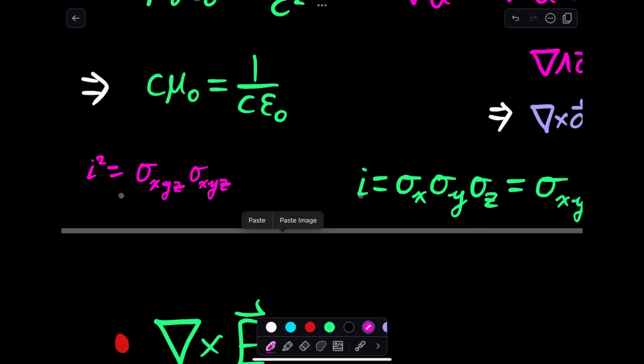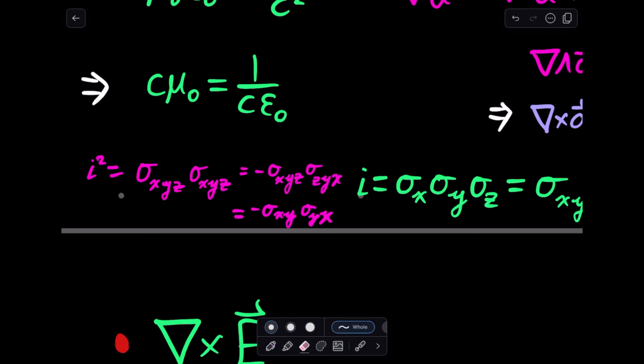If you write it like that, then it just becomes, so you can rearrange by flipping signs. So it becomes negative sigma x, y, z, sigma z, y, x. And then when you multiply these through, you see the z's will cancel. So you get minus sigma xy, sigma yx. But then this continues until you have x, and then you end up with 1. And so you end up with this I squared equals to negative 1.